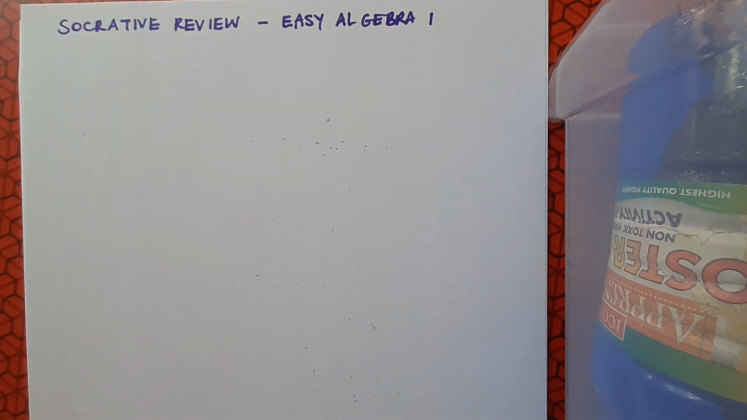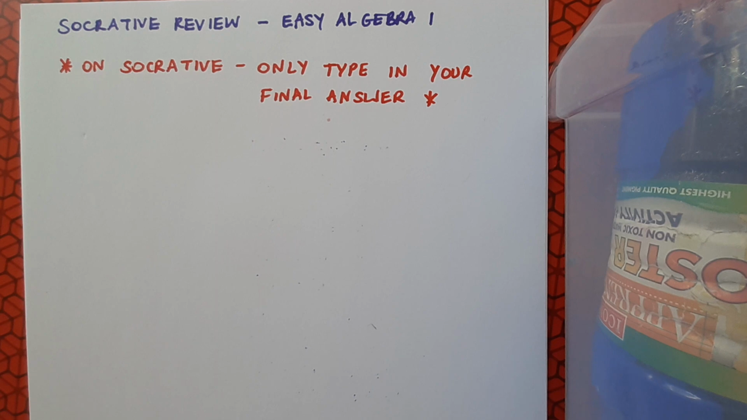This is a Socrative review video on the Easy Algebra 1 quiz. The first thing to say about Socrative is just make sure to only type in your final answer. It can't handle you putting in all the details of the calculations as well. Normally, if it was work in your copy or if it was a test, I'd say show all your work. But on Socrative, just limit yourself to the final solution.